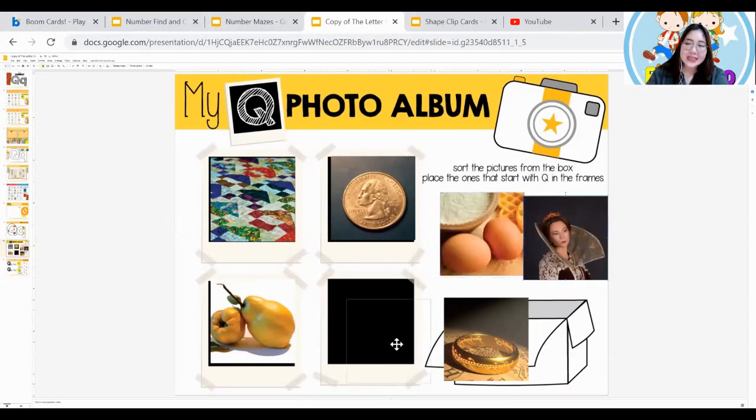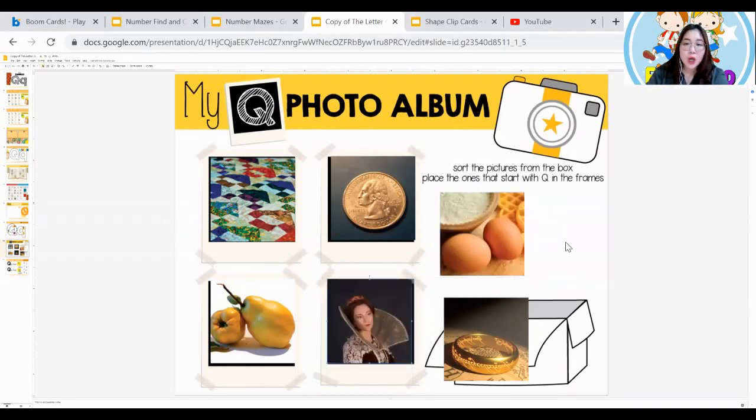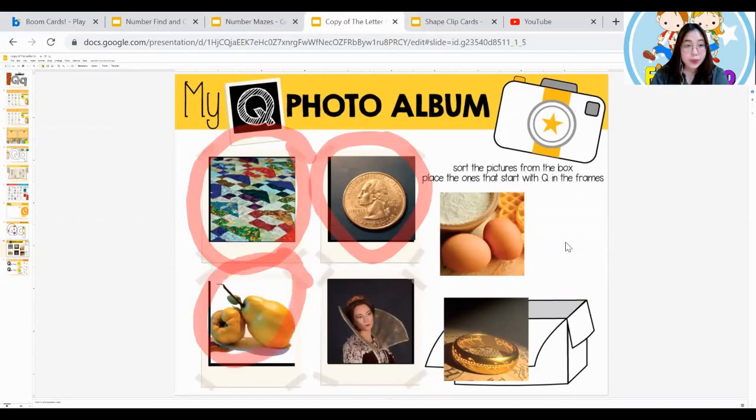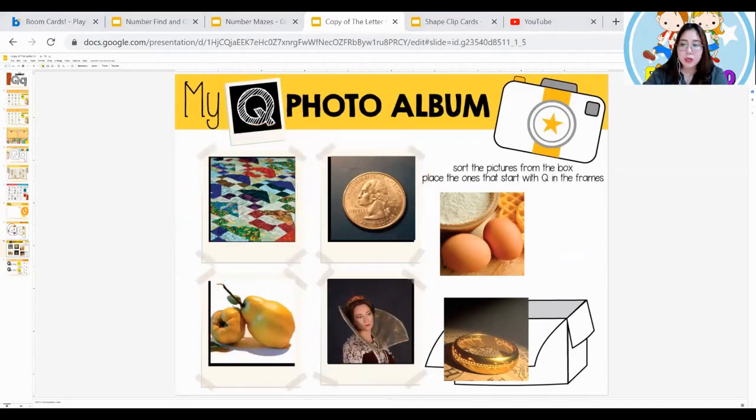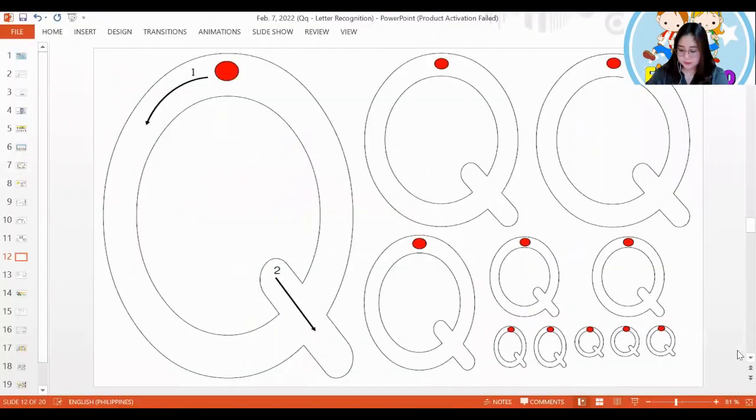Very good. And the last picture we have is queen. Does queen start with the letter Q? Yes, queen also starts with the letter Q. So we have our quilt, quarter, quince, and queen that all begin with the letter Q. So let's go back to our slide and continue our letter Q work.